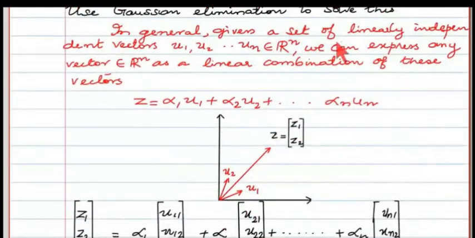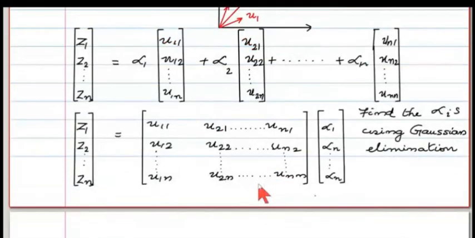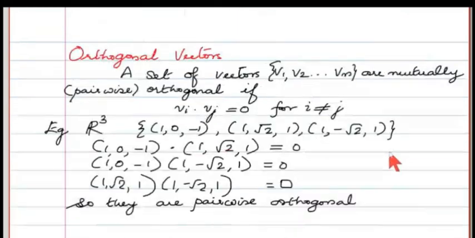In general, given a set of linearly independent vectors u1, u2, etc., un, elements of Rn, we can express any vector as a combination of these vectors. So z equal to alpha 1 u1 plus alpha 2 u2 plus etc. alpha n un. So we can replace this equation by this equation, and you can find the alpha i's using the Gaussian elimination method.